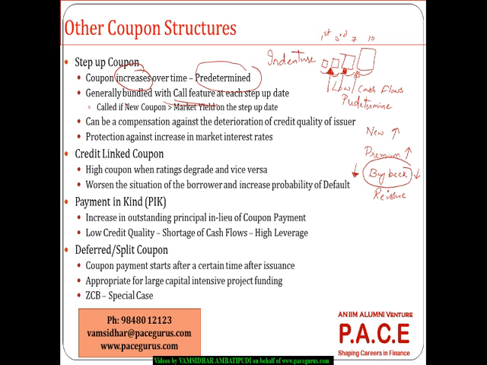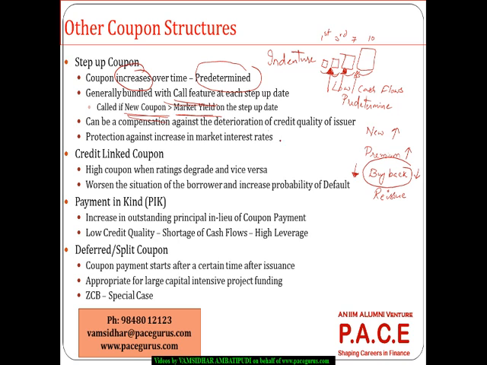So generally what we see is, if the new coupon at the time of step up is greater than the yield to maturity of the bond on that particular date, the company will definitely call back the bond and reissue it at a lesser price.